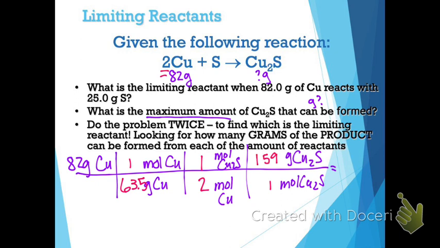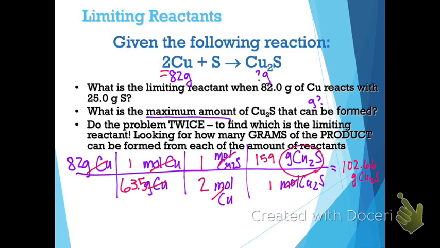159 or 160, somewhere in there. Okay. Copper needs to stay at 63.5. So I don't know if that needs to be adjusted or not, but okay. I've canceled grams of copper, moles of copper sulfide. I'm left with grams of copper sulfide, which is what I want. And that gives me, I don't know, tell me what we got for our grams of copper sulfide product there. 102.66. Okay, thank you.